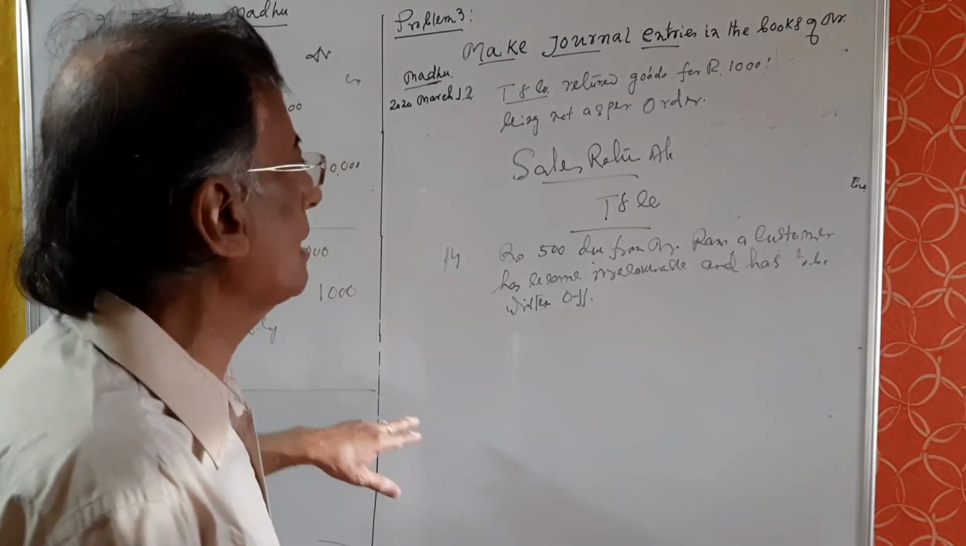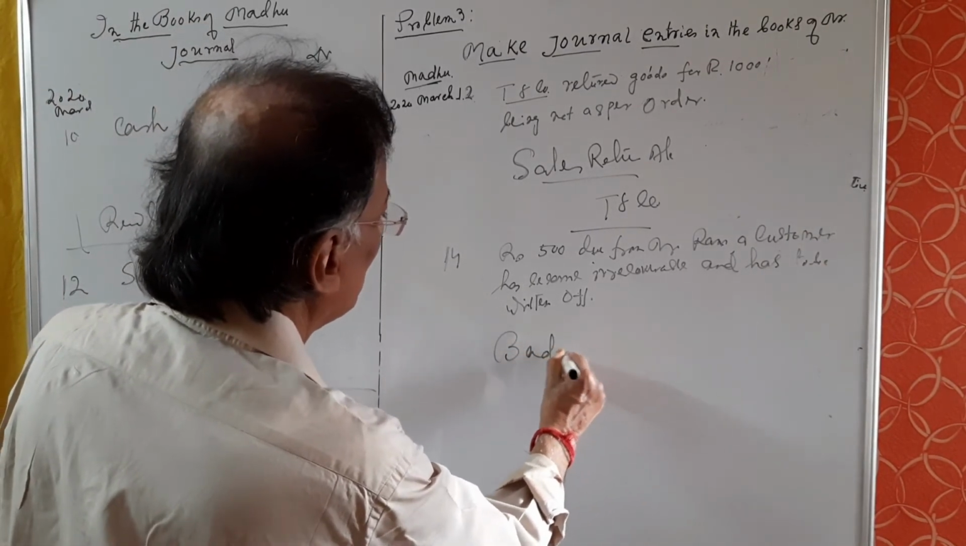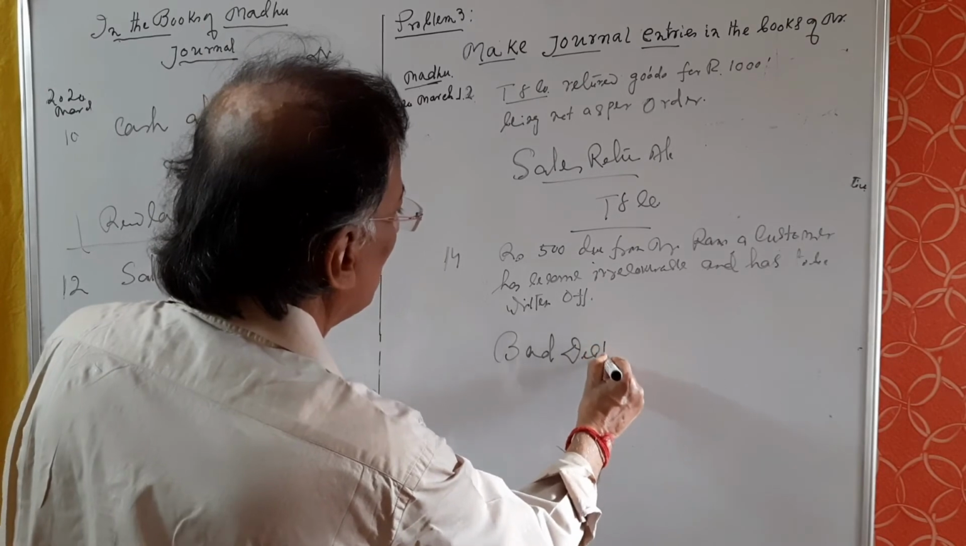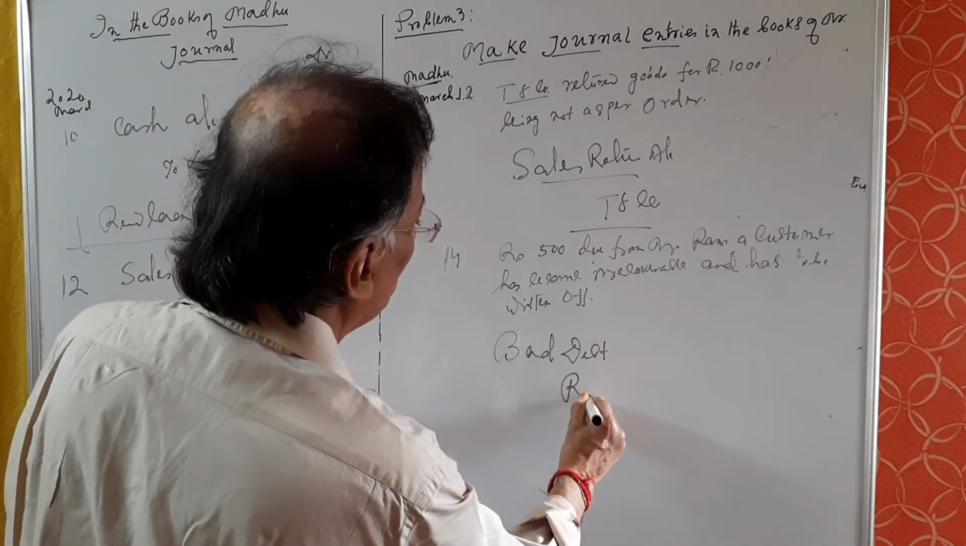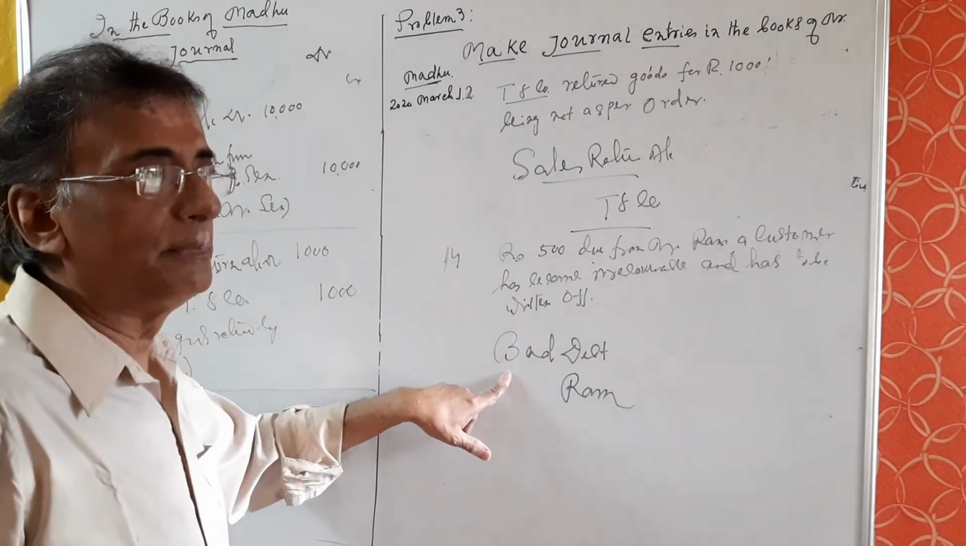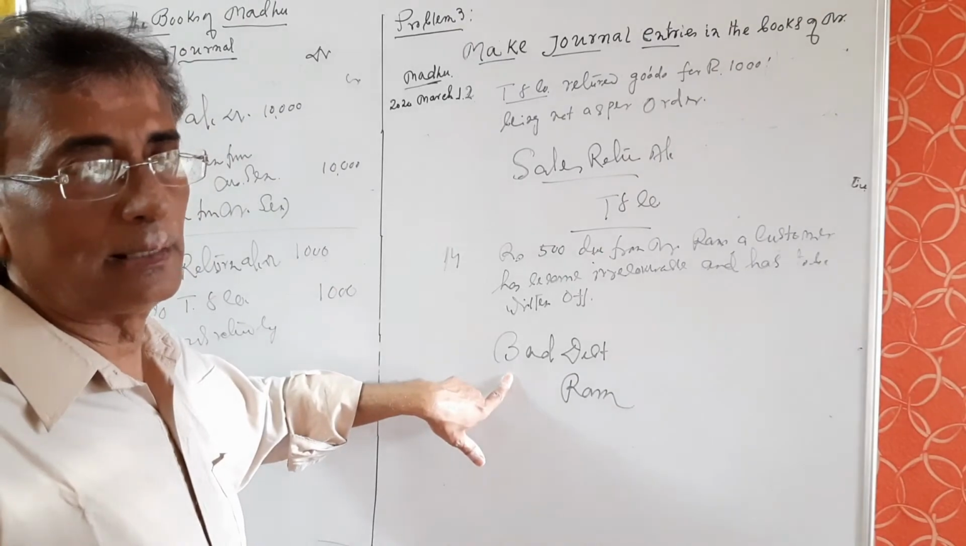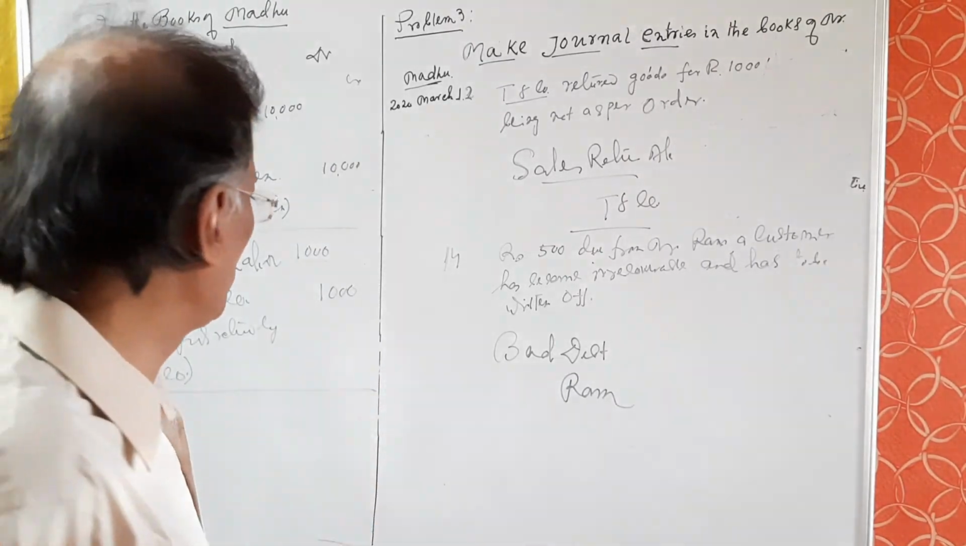So what are the two accounts involved in this case? One is bad debt, another is Mr. Ram. Bad debt belongs to nominal account, it's simply a loss. So as per nominal account, all losses and expenses are debit, so bad debt account is to be debited.